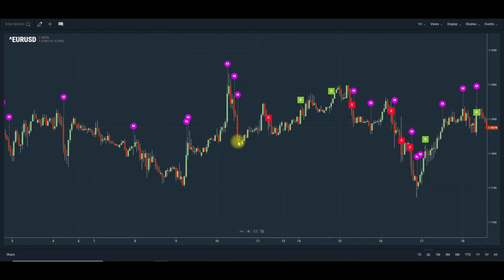This one was right at the end of this candle, hit 9.9. It almost hit my stop, but it didn't. I ended up getting my target out of it. This one was a good trade. This one was a good trade.